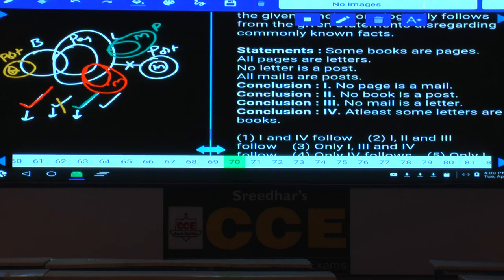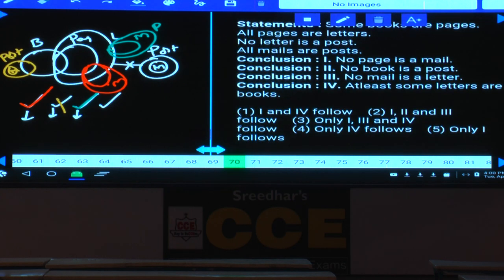Then what happened to the fourth one here? The fourth one is an affirmative that will be true forever. Then what is your answer? 1, 3 and 4 follow. 1, 3 and 4, that is given in choice 3. Done with this? Now this is about question numbers 66 to 70, syllogisms. In this one, four statements were followed by four conclusions.